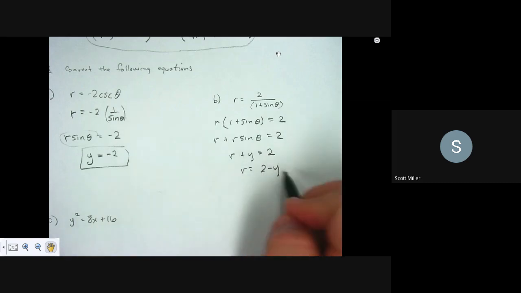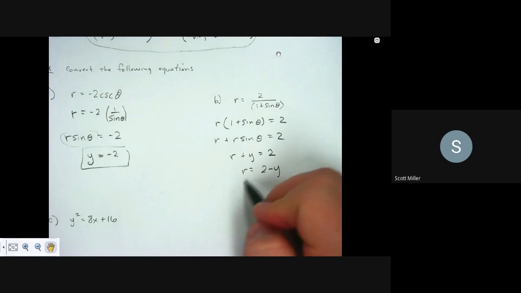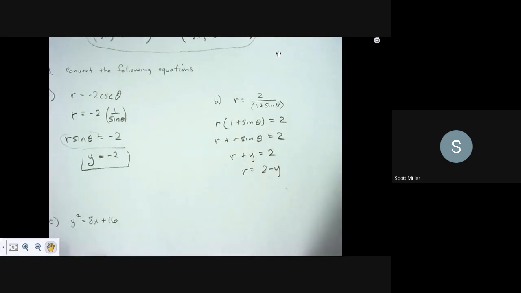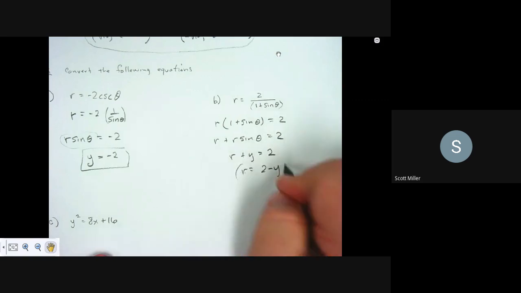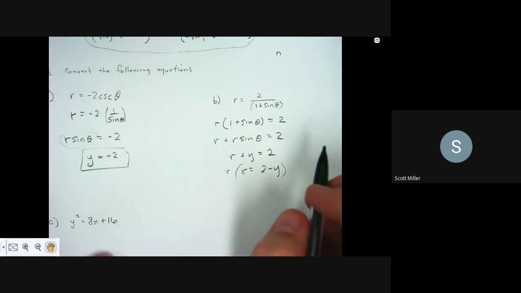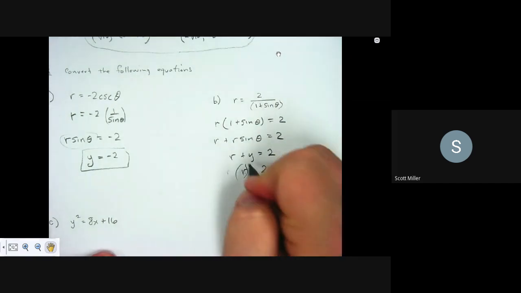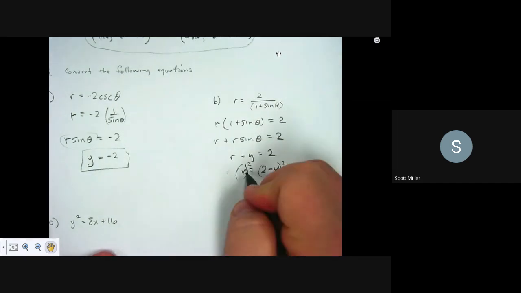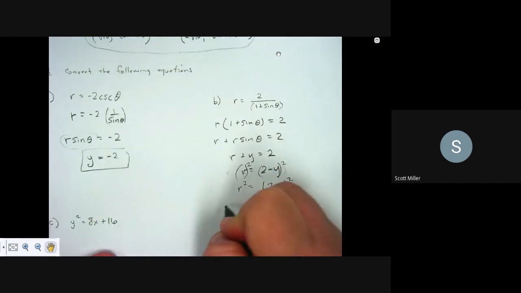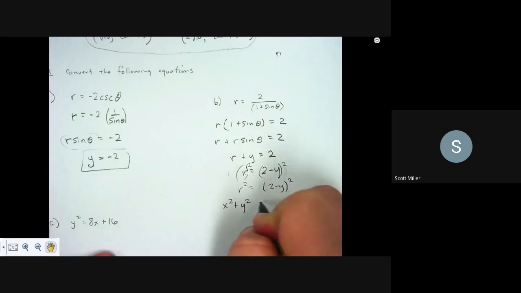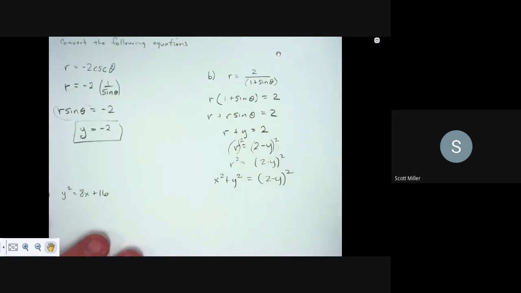But I can't have r's and y's in the same thing, so I need to change this r somehow. The only thing I have to change to r is the Pythagorean identity. Which means I need to make this an r squared. So I'm going to multiply both sides by r. I'm sorry, that's not what I'm going to do. I'm going to square both sides. So I'm going to square this side and that side. Now I have r squared is this. And r squared is x squared plus y squared. And that's how I can get rid of the r.